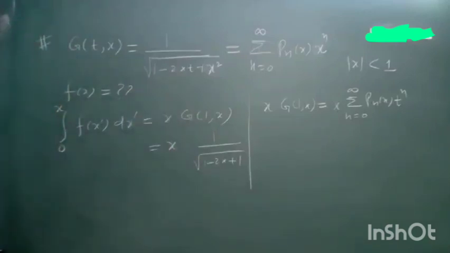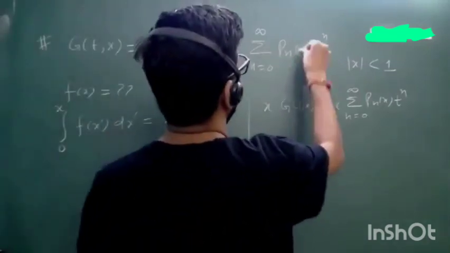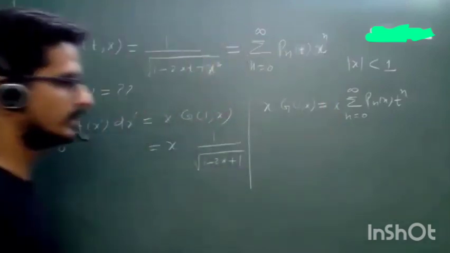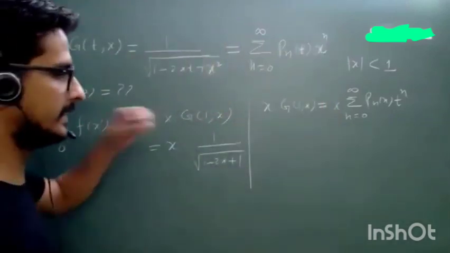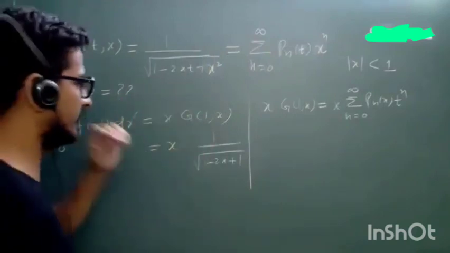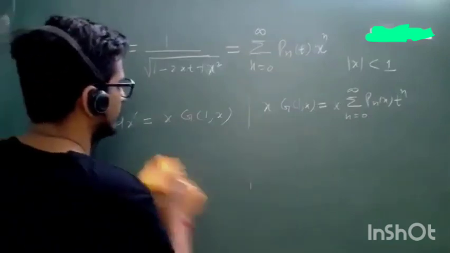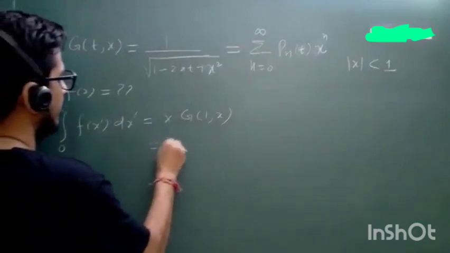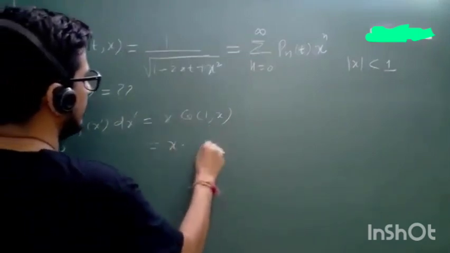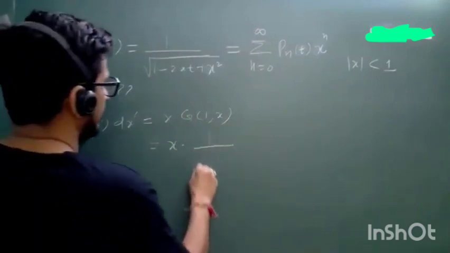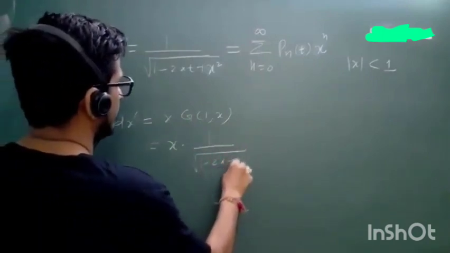It should be Pn t, sir, with x. Yes, yes, Pn t. Okay, so the roles are changed, the variables are changed. That's why I got confused, because in the question itself the variables are like this. So now what will happen to this side? Now it's very simple. It will become x into 1 upon under root 1 minus 2x plus x square.